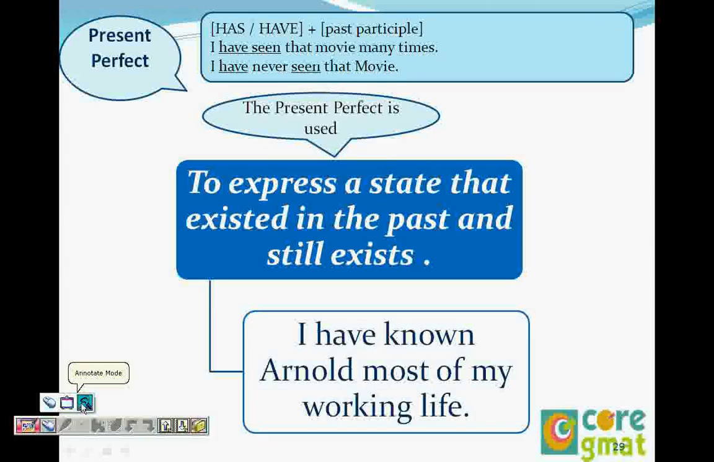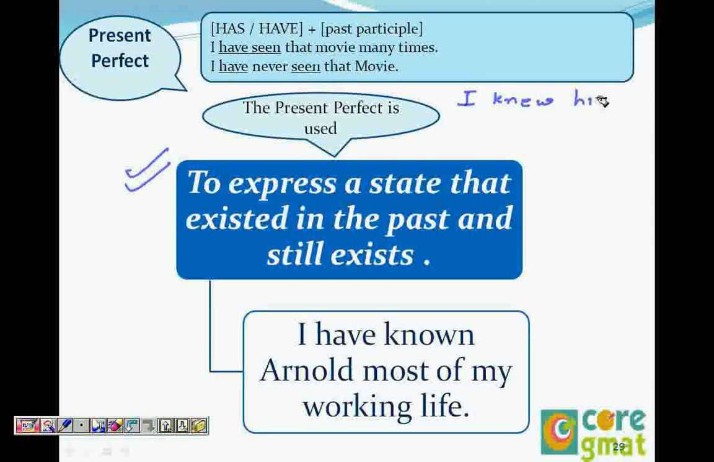Okay. We also use the present perfect to express a state that existed in the past and still exists. Like we said, a past simple is when the state no longer exists. "I knew him when we were working in Paris." That means I do not know him now. But if I want to say that I knew him in the past and I still know him, then we say "I have known Arnold most of my working life."